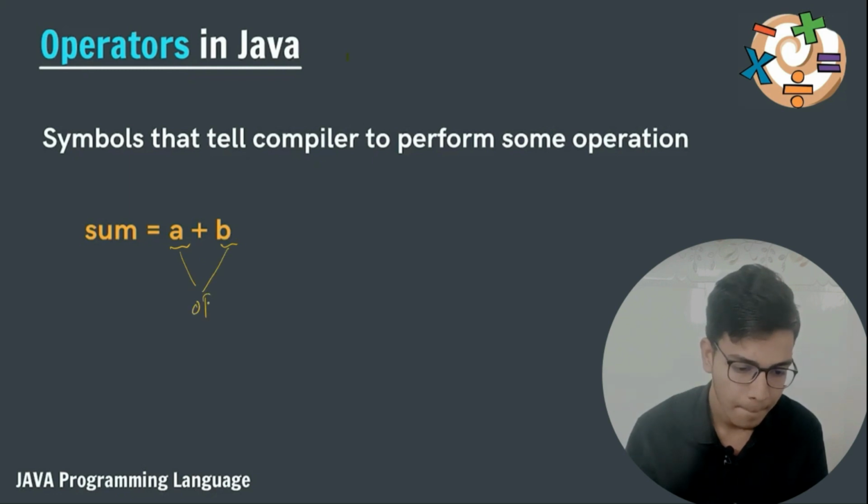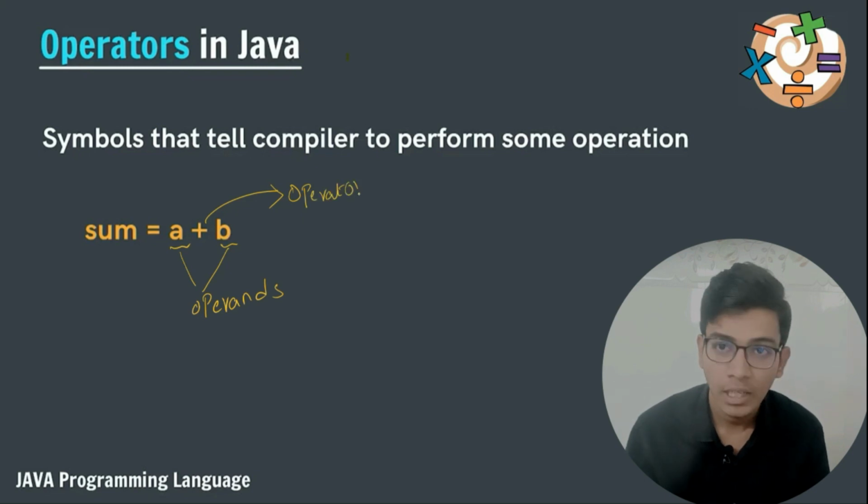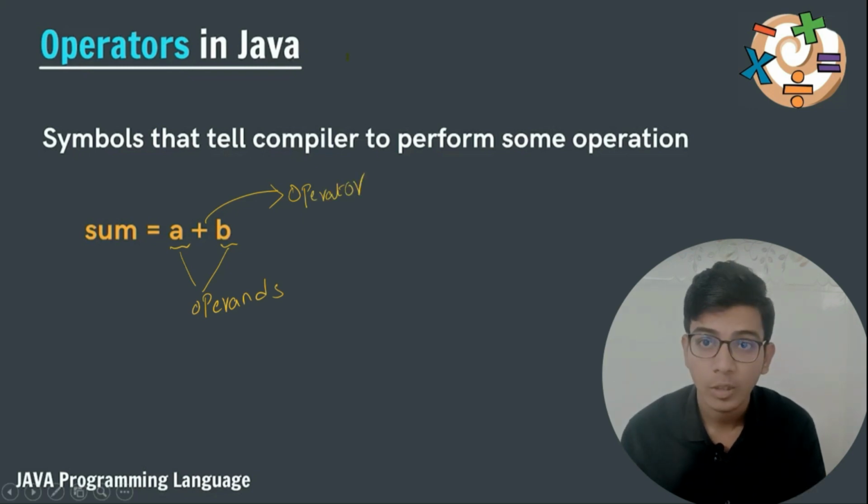operands, and the plus symbol is known as operator, and the operator will define what operation is going to take place in our expression. In this we can see that addition operation is taking place. Operator will define what is going on in our expression.